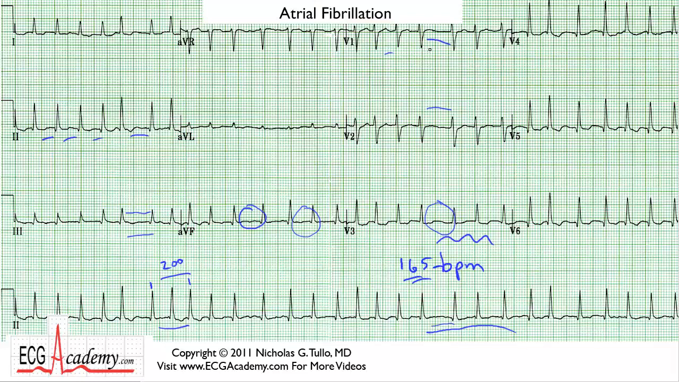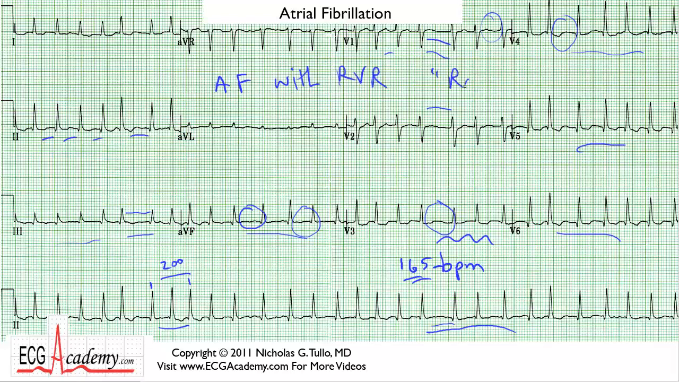You really have to look at every single lead, especially V1 and the inferior leads, to look for flutter waves. Once you're satisfied that you don't see anything that looks like a discrete P wave or some kind of organized atrial activity, then you can call this atrial fibrillation with a rapid ventricular response.